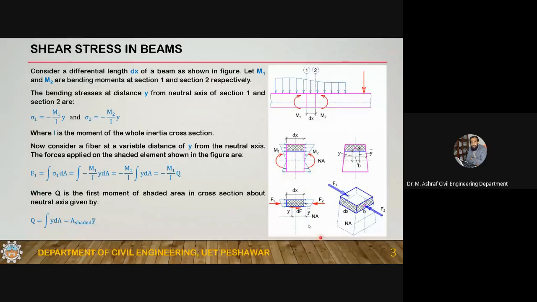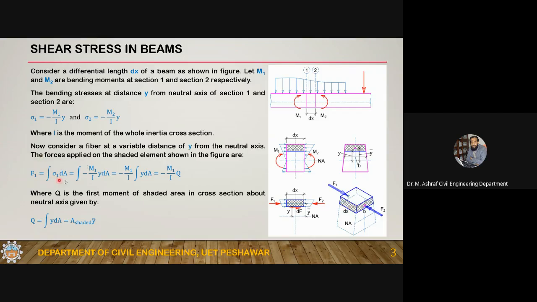Now if you integrate these stresses over the area, this stress is acting on this cross-sectional area, not the whole cross-section area, only this shaded area. The stress is acting along the axis of the member, which is perpendicular to the cross-section. So you will have to integrate it on the cross-sectional area, which is this shaded area. If you integrate this stress on this shaded area, you will get the force.